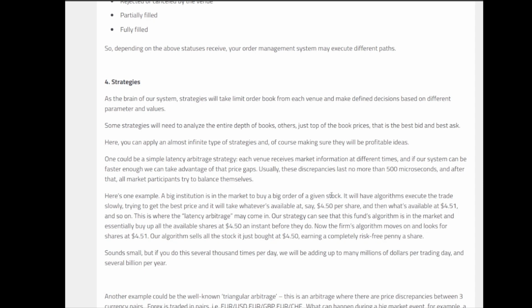per day, and this way we would be adding up millions of dollars per trading day. Most probably it might be several billions per year, but this is how we are taking advantage of simple latency arbitrage. There are much more complex arbitrage strategies that people take advantage of. Just to help you understand, I took this easy example.